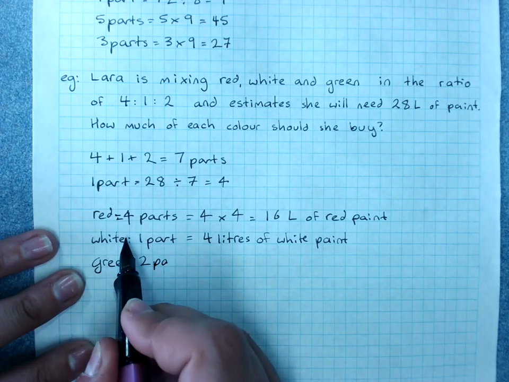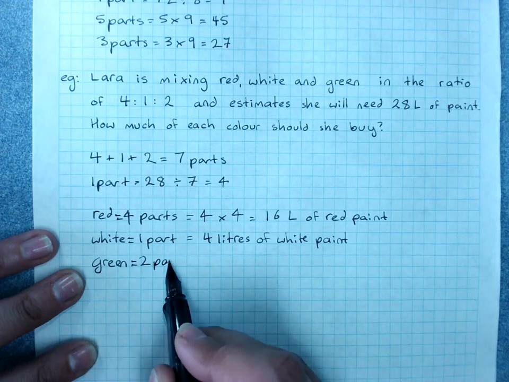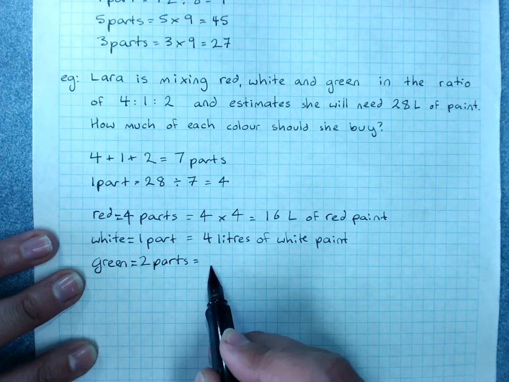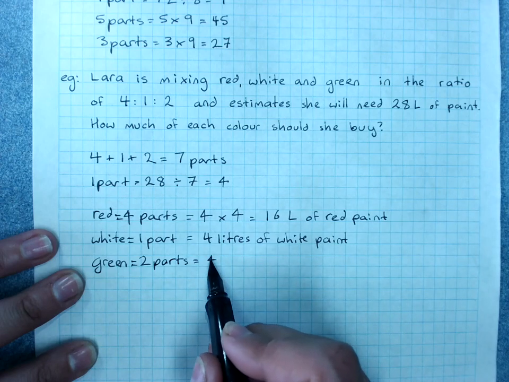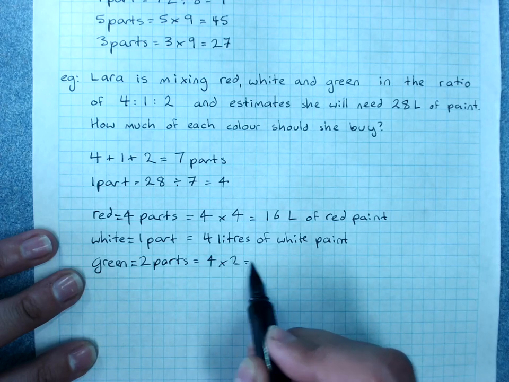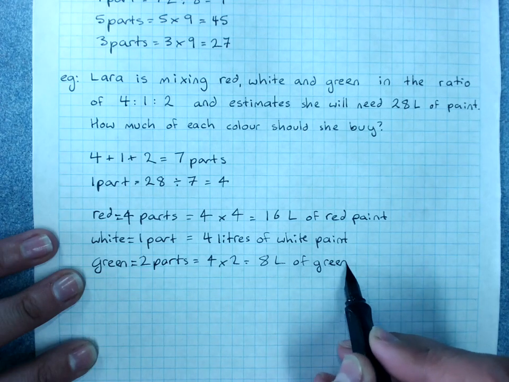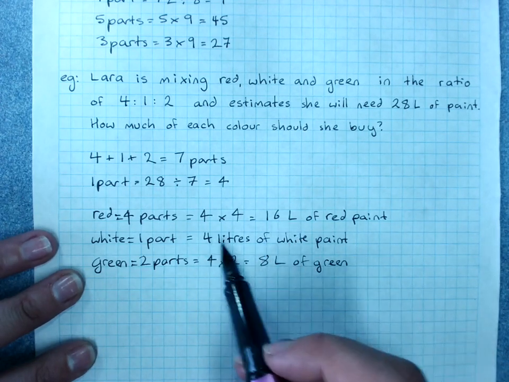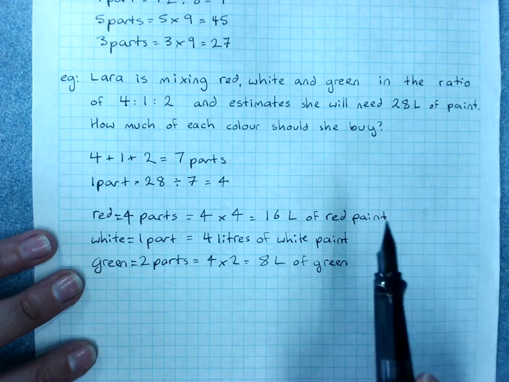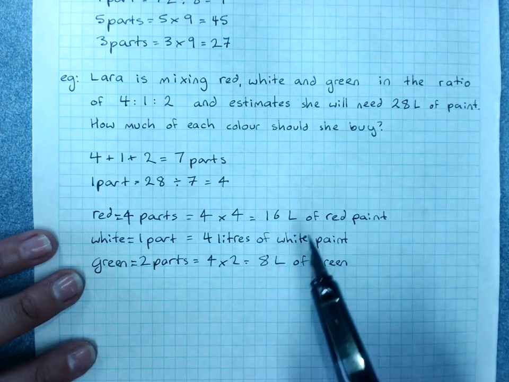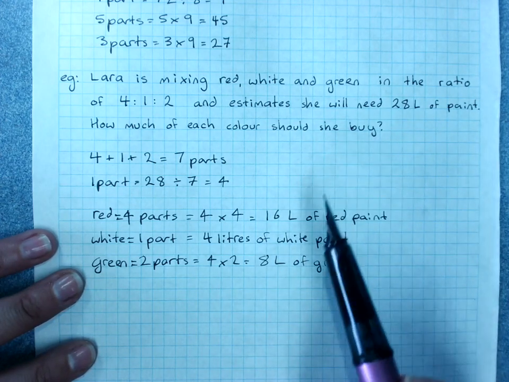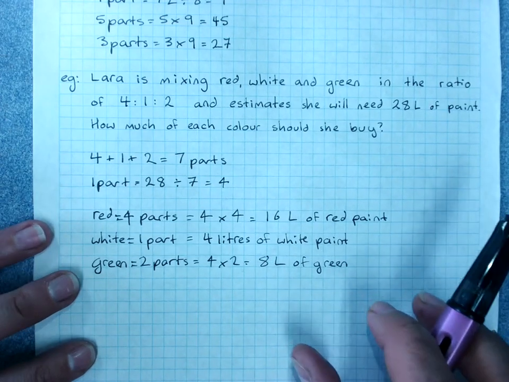Sorry, I shouldn't be using ratio signs here, I should say equals. And so that's 4 times 2, 8 litres of green. And if you need to check, adding up 16 plus 4 plus 8, that's 28 litres in total, so that will make the right colour and the right amount, and she won't have wastage because she got it wrong.